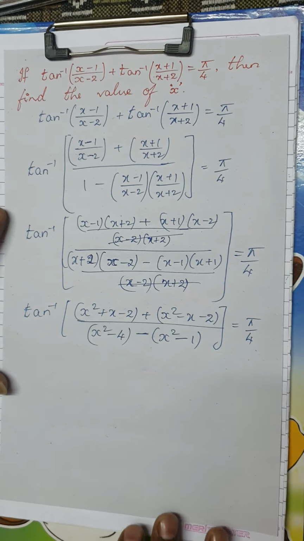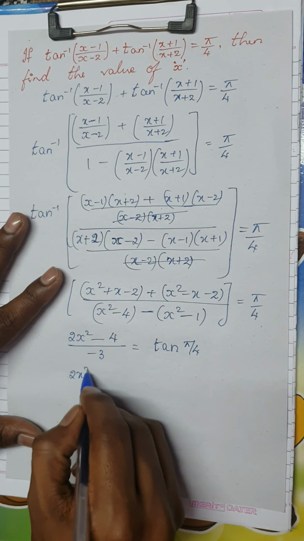Okay, now apply tan on both sides. If you apply tan on both sides, this tan inverse will be nullified. So if you solve it, I'll get x square plus x square will be 2x square, isn't it? x square plus x square is 2x square, plus x and minus x will be cancelled, and minus 2 becomes minus 4, divided by, now if you remove the bracket, x square minus x square will be cancelled, and minus 4 plus or minus of minus is plus. So minus 4 plus 1 will be minus 3. This is nothing but, I told you apply tan on both sides, this tan inverse will be cancelled, I'll get tan pi by 4.